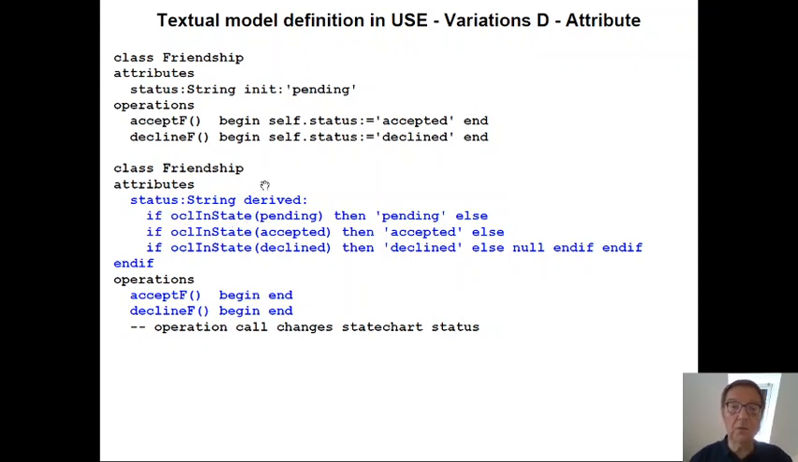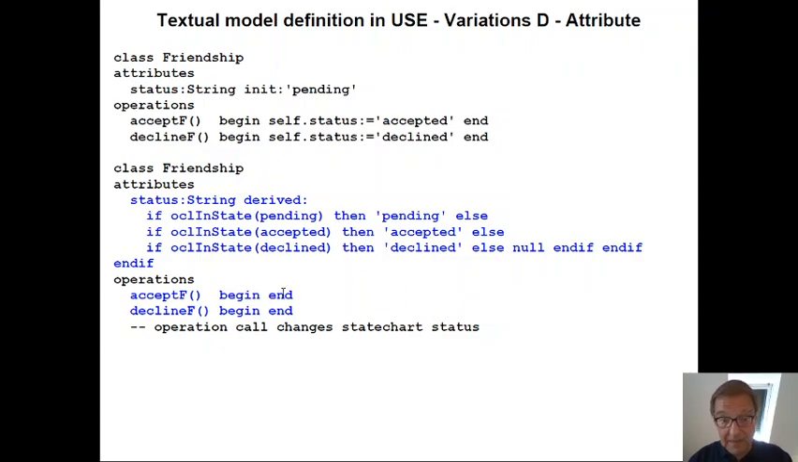As this attribute is now defined with the derivation rule, there is no need to manipulate this attribute anymore in the respective operations, accept f and decline f. These were the assignments that were going on inside the implementation. As we have it now as a derived attribute, there is no need to manipulate the attribute here. We have done this in the derivation rule. So the implementation becomes empty.